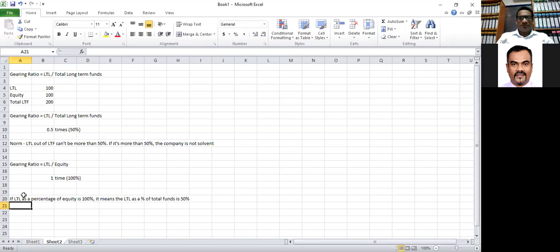Basically the same thing. So always remember, if the company is to be called solvent, its gearing has to be maintained below 50% of total funds, or it has to be limited to 100% of the value of equity. It can't be more than the value of equity, or more than 50% of the total funds. Are we clear?